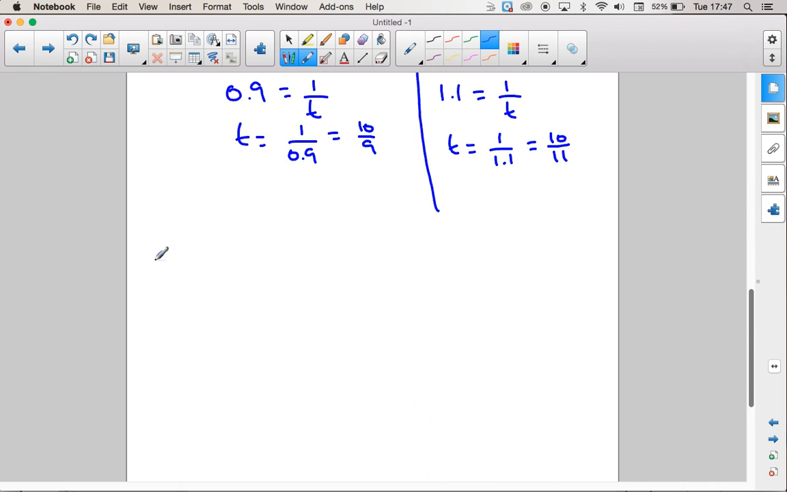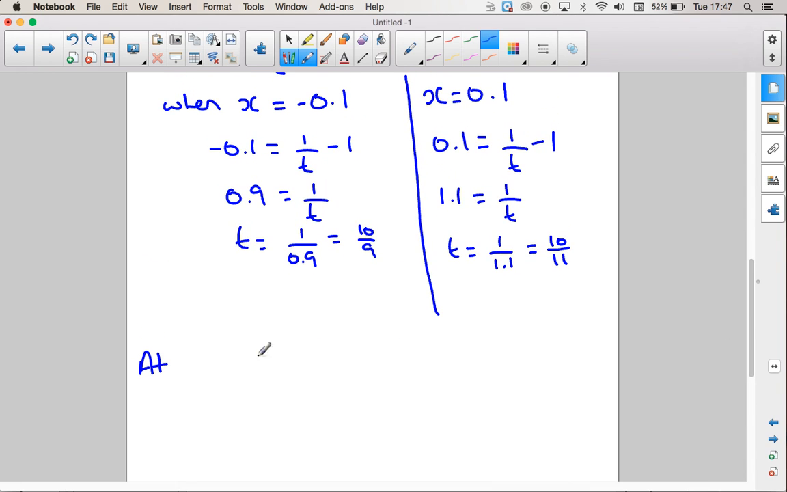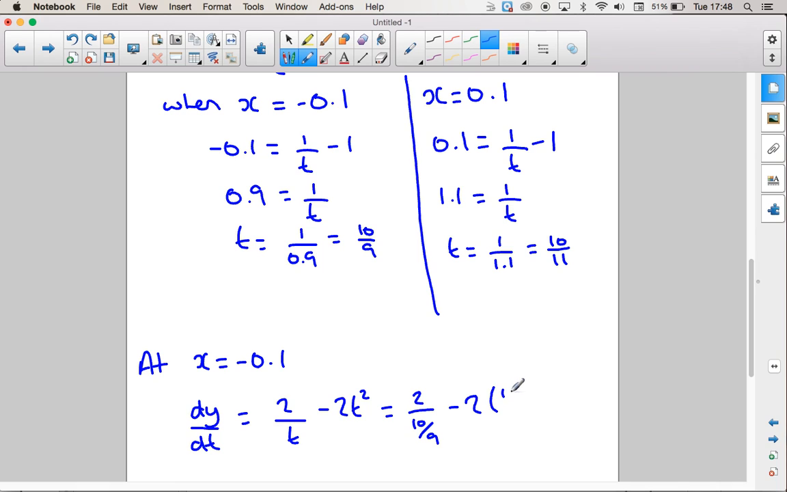So at x equals negative 0.1, in other words when t equals 10/9, the gradient, which we wrote down, was 2 over t minus 2t squared, is going to equal 2 over 10/9 minus 2 times 10/9 squared, which is the same as 18 over 10, so 1.8, or you can just type it all in on your calculator. That comes out negative, minus 0.67.